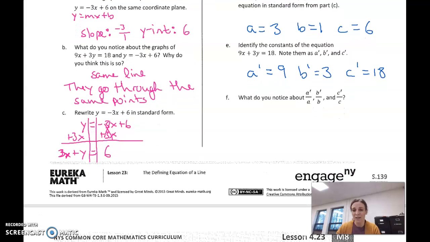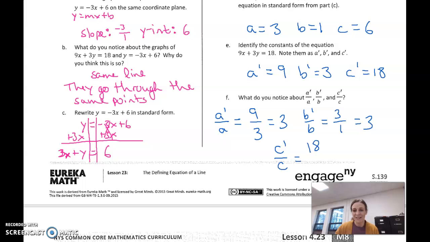And then it says, well, what do you notice about a prime over a, b prime over b, and c prime over c? Okay, well, if I take a prime here, which is 9, and I divide it by a, which is 3, I get, well, 9 divided by 3 is 3. If I do b prime over b, b prime is 3, b is 1. Well, 3 divided by 1 is 3. And if I do c prime over c, that's 18 divided by c, which is 6. And guess what 18 divided by 6 is? 3.